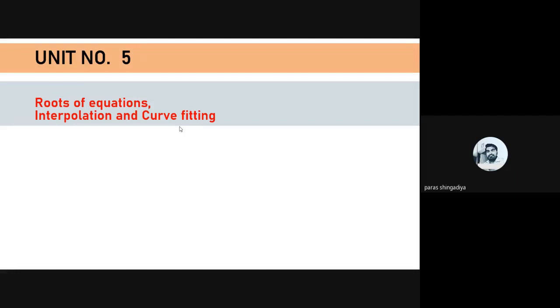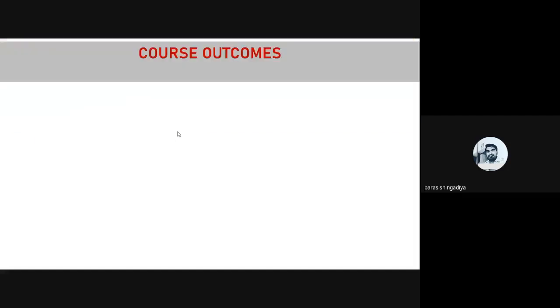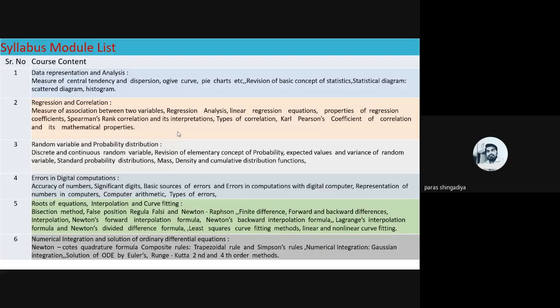Okay, so in the first lecture, we discussed the syllabus that we'll learn in this semester, statistical and numerical method. In this first lecture, we discussed the syllabus module. There are 6 units that we'll learn in this semester. Units 1, 2, 3, and 4 are part of statistical method, and 5 and 6 are part of numerical methods.